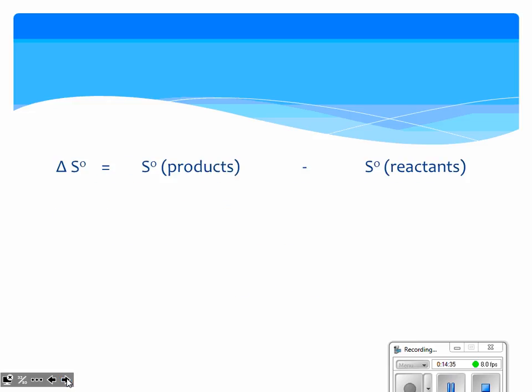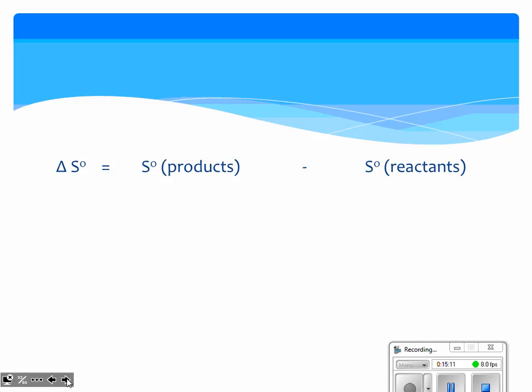Now, how am I going to be certain? Well, here is the equation that we will use to calculate our change in entropy. Delta S super O is equal to S super O of the products minus S super O of the reactants. So the standard entropy of the products minus the standard entropy of the reactants.